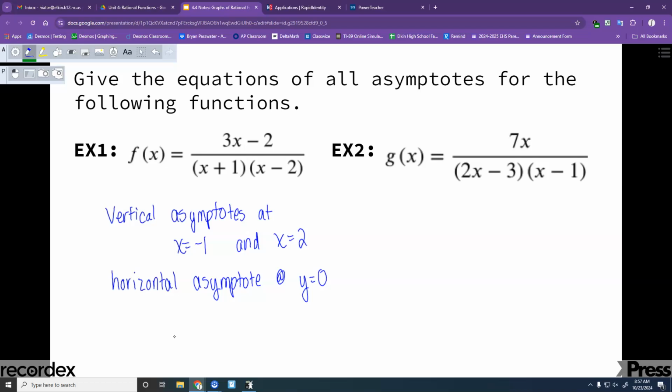Okay? You guys try 2 on your own. Type 2 into Desmos.